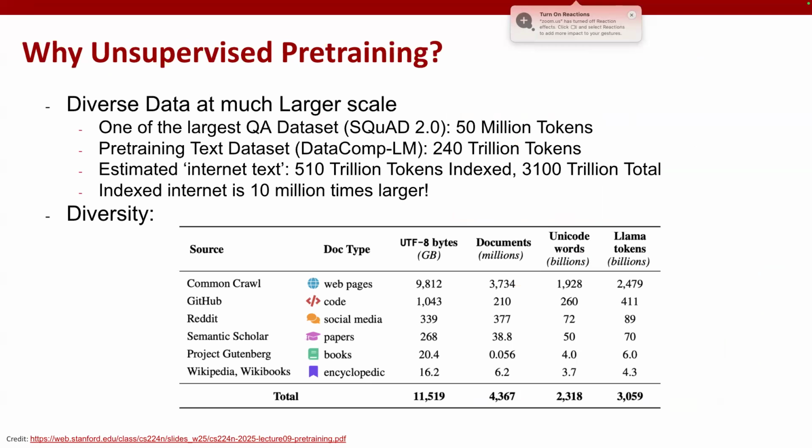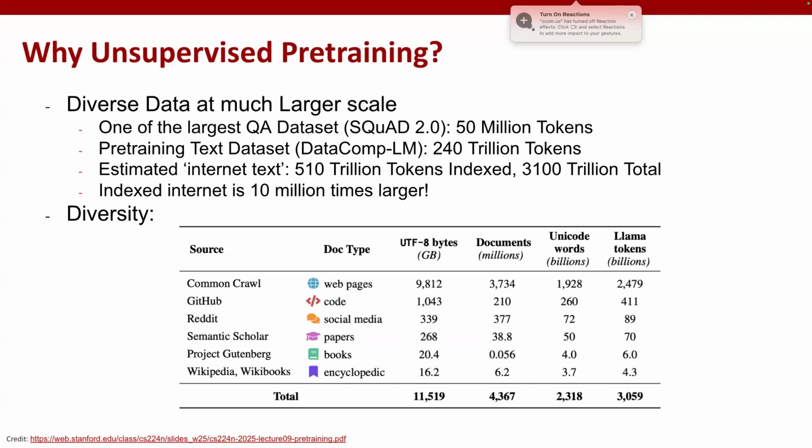Because we have the whole internet text to train on, diverse data at a much larger scale is essential for the LLM to obtain this kind of capability. If you think about one of the largest QA datasets, called SQuAD 2.0, it has around 50 million tokens. But the pre-training text dataset we have right now, called DataComp-LM, has 250 trillion tokens, which is much larger than the largest QA dataset. And if you count the whole internet text, it has around 510 trillion tokens. That's like 10 million times larger than the largest QA dataset we have.